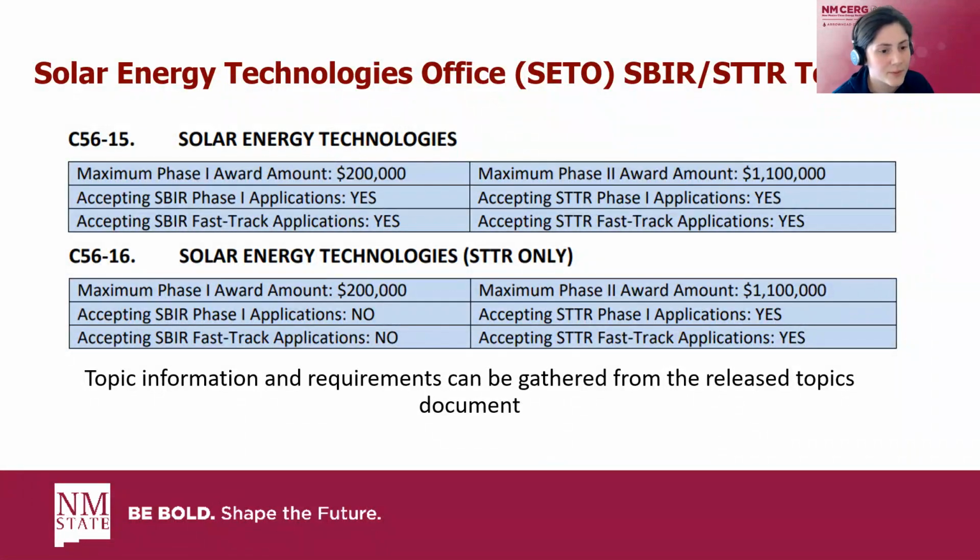So you can get a lot of information from just looking at the topic areas and making sure that you are writing a proposal that matches the needs of your topic area. So for example, you don't want to write a fast track application to a topic that is only accepting traditional phase 1 SBIR applications.